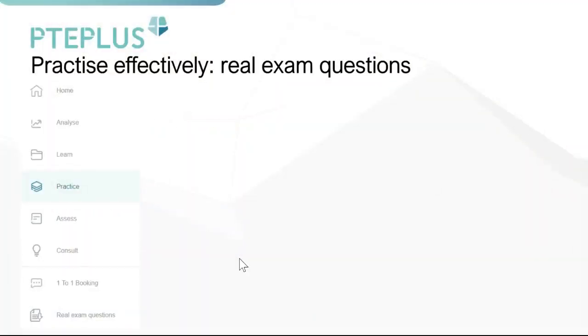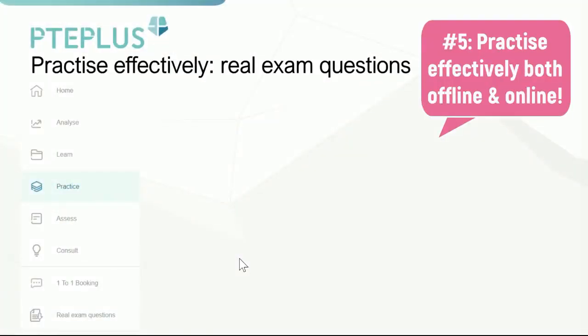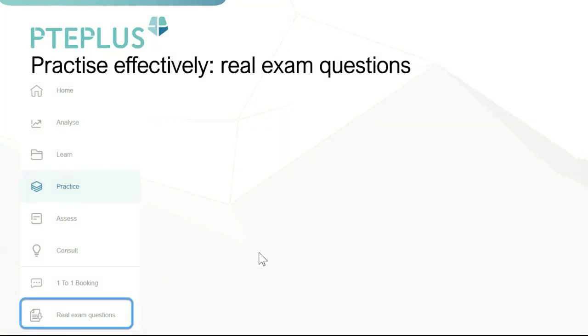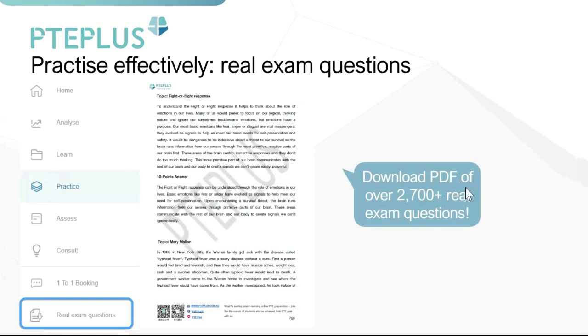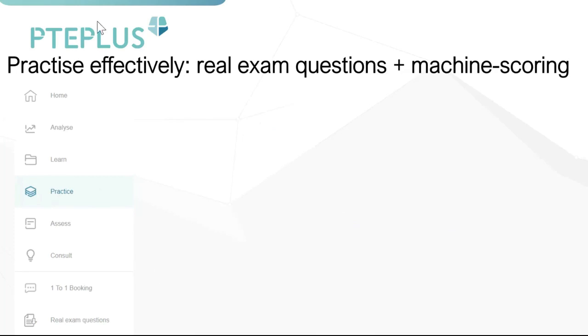And for our students, you'll be able to access real exam questions both offline and online. For offline, you can download a PDF with over 2,700 real exam questions together with the sample answers, so you can familiarize and practice with them offline. Now, we strongly recommend that you practice with them online in the course as well, because it has even greater benefits from machine scoring and feedback.